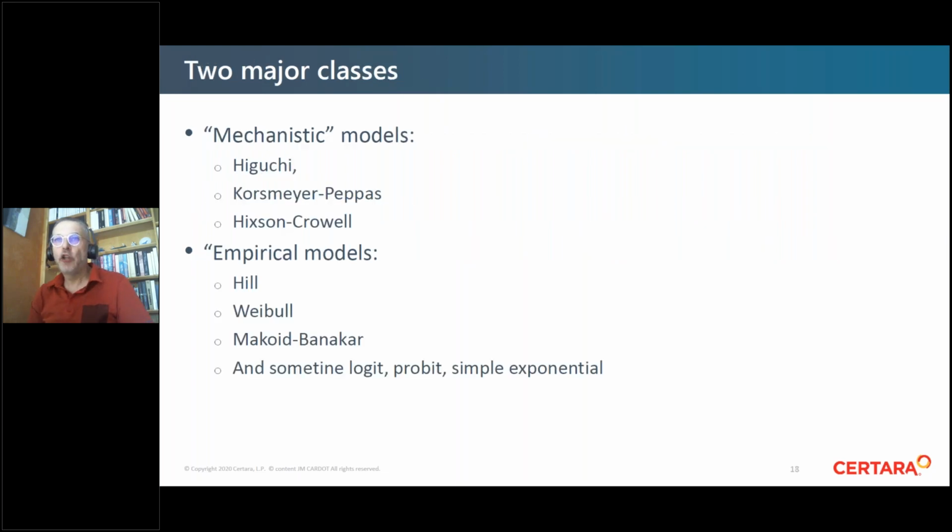So you have two major classes of model. You have mechanistic models like the Higuchi, Korsmeyer-Peppas, Hixson-Crowell. That is only some of them that I cite here. You have a lot of them. You have empirical models. You have Hill, Weibull, Makoid-Banakar, a lot of other types of models, including very simple ones like simple exponential or linear function. The important thing that we must keep in mind is that those two models do not highlight the same thing.